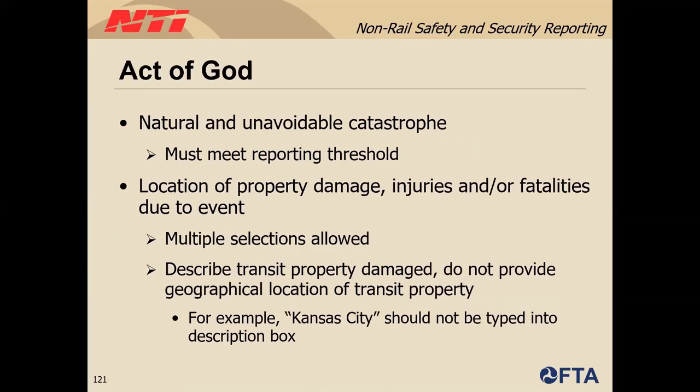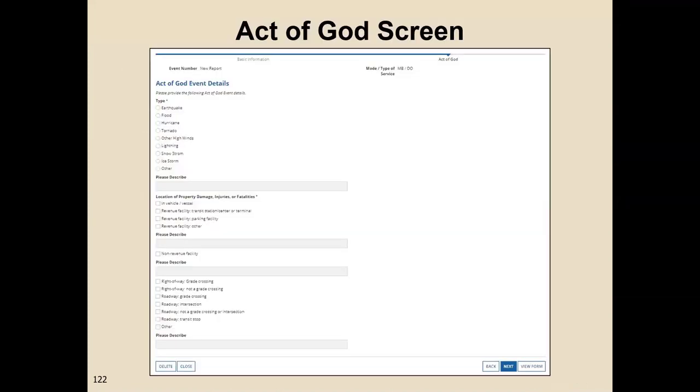Acts of God or acts of nature are natural or unavoidable catastrophes that affect the transit environment. Select all the locations of the property damage, injuries, and evacuations. You'll be able to choose more than one option on this form. For example, a location should indicate the property or properties that were damaged and not the geographic location, such as the name of a city. This is the Act of God form.